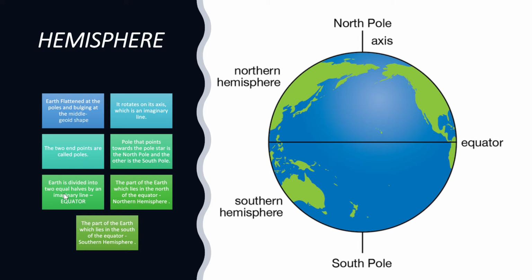Earth is divided into two equal halves by an imaginary line, that is the equator. The full earth is divided into two equal halves by the equator. The part of the earth which lies north of the equator is the northern hemisphere. And the part which lies south of the equator is the southern hemisphere. So you can see this is the equator, this is the northern hemisphere, this is the southern hemisphere.